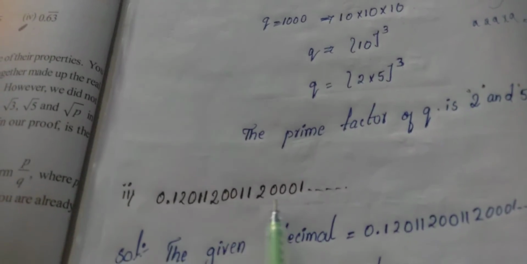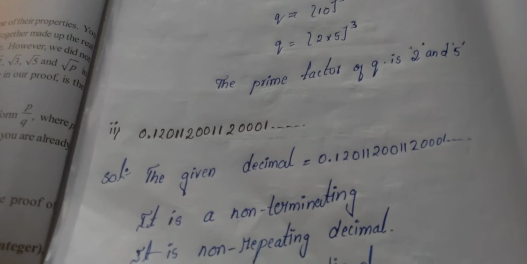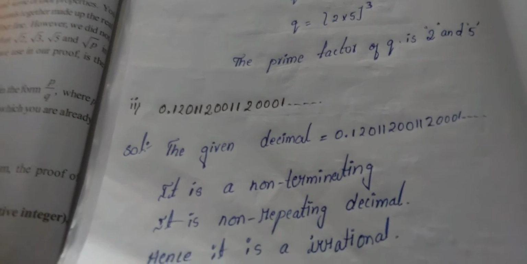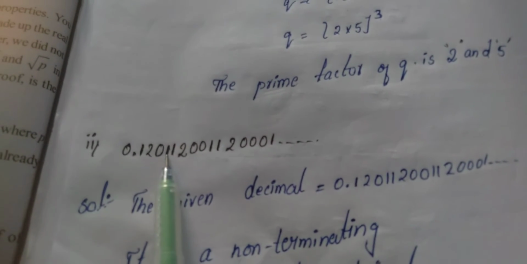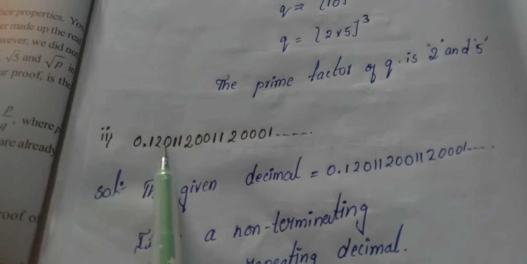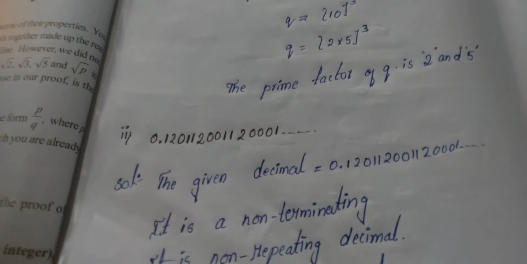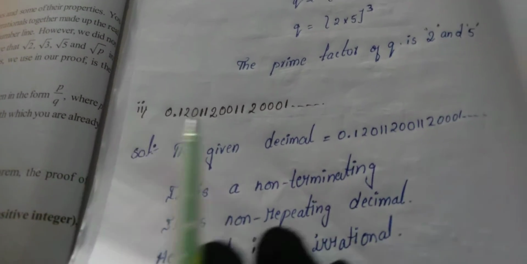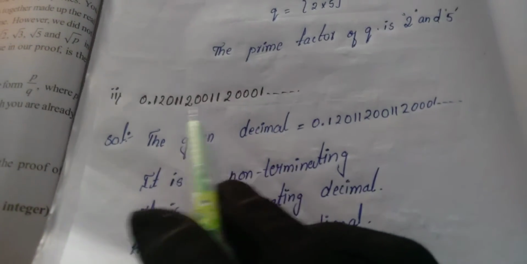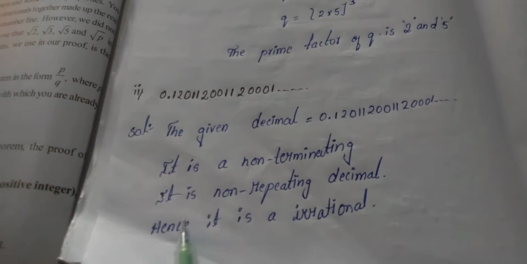Is there any pattern? If it is non-terminating but forms some pattern, it is a rational number, and it can be written in the p by q form. But here it does not form any pattern: 1 2 0 1 1 5 0 0 1, with one zero, then two zeros, then three zeros, so it is not repeated. It is non-repeating, which means it is an irrational number.